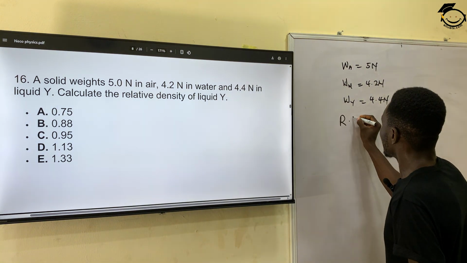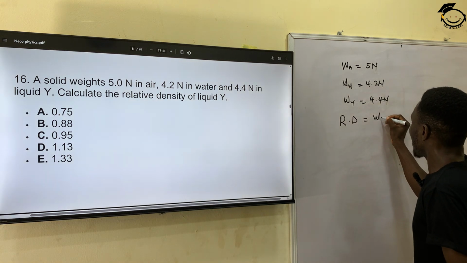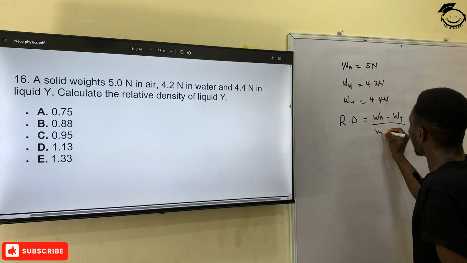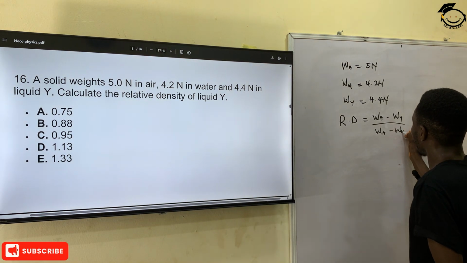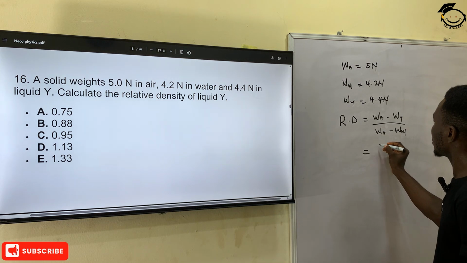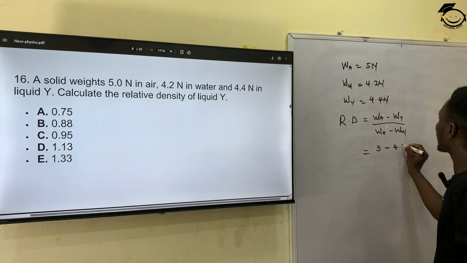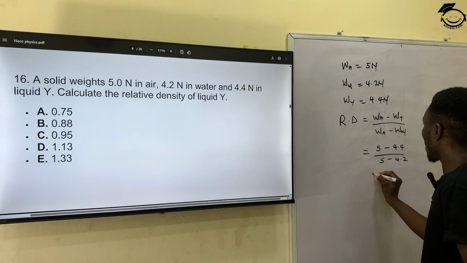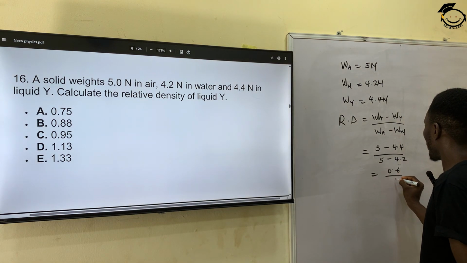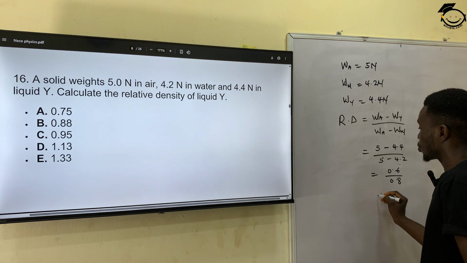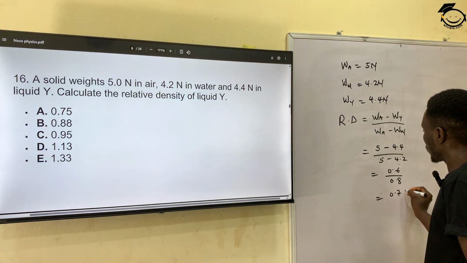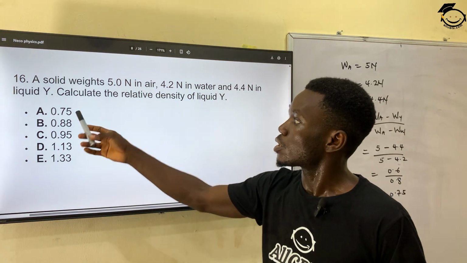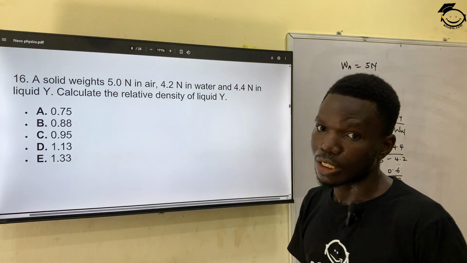We know that our relative density is supposed to give us weight in air minus weight in liquid over weight in air minus weight in water. So in this case, what I'm going to be having is 5 minus 4.4 over 5 minus 4.2, and that will give me 0.6 over 0.8, which will give me 0.75. So looking at that, you know that our option here is option A, which is 0.75.